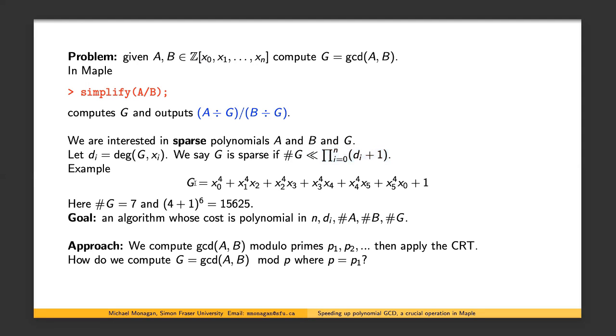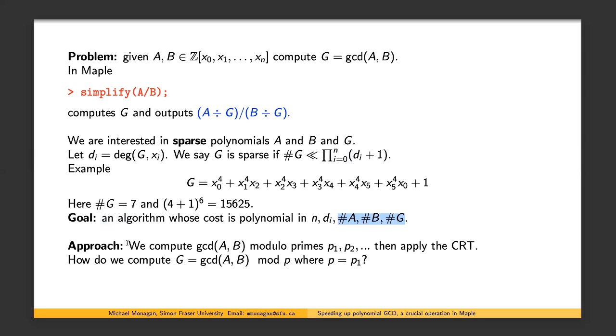For example, here's an example of a sparse polynomial. It has 6 variables, x0 to x5, each of degree 4, and it's got 7 terms, 7 non-zero terms. So the number of terms in G is 7. The maximum number of terms is the degree plus 1 to the 6th, which is 15,000. So it has very few terms compared with the maximum possible. And the goal of our work is to get an algorithm for computing the GCD where the cost is polynomial, not just in n, the number of variables, and the degrees, but also in the number of terms.